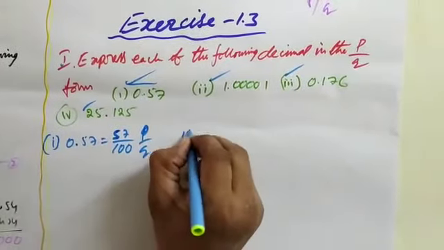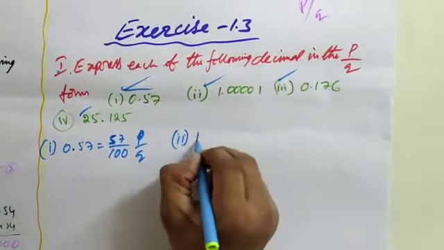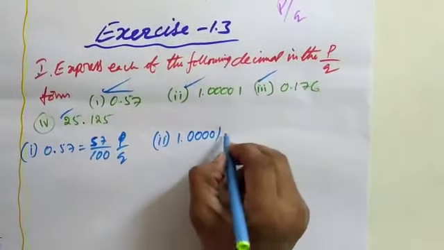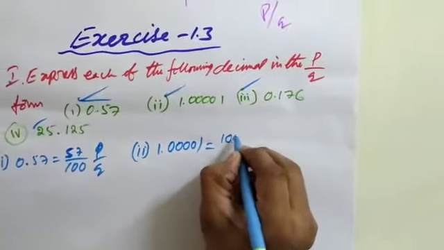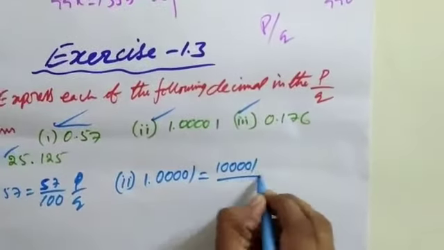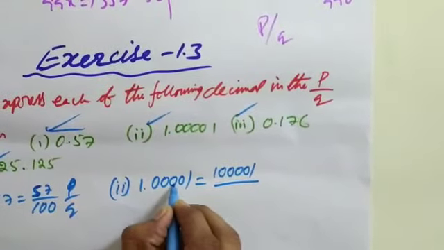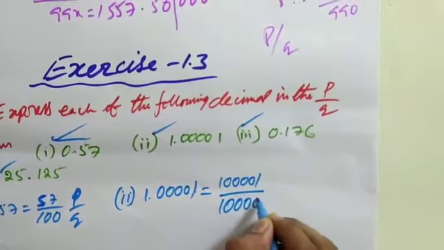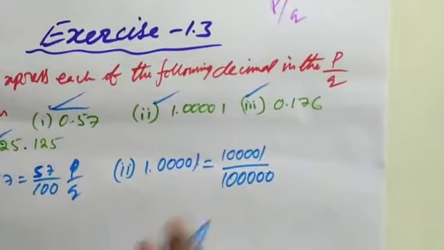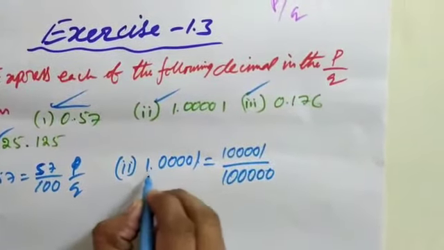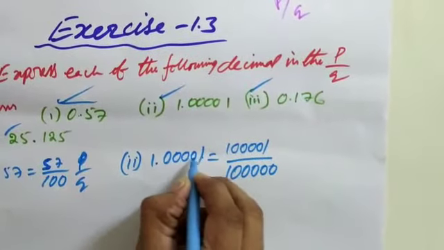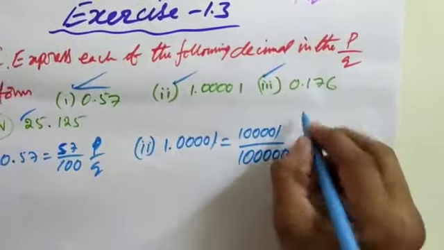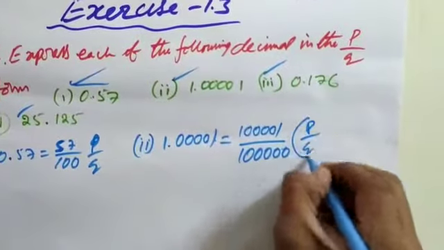Now second, 1.401. What is the total number? 1401 divided by, after the point, how many digits? 1, 2, 3, so the denominator is 1000. That is the p by q form of 1.401.